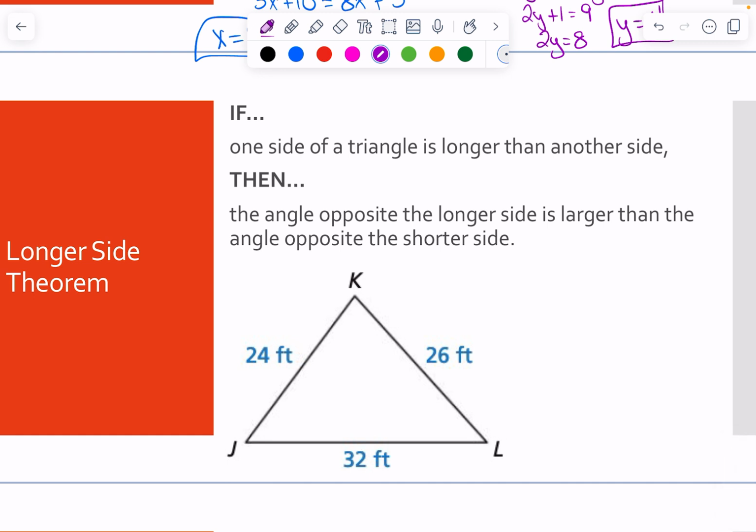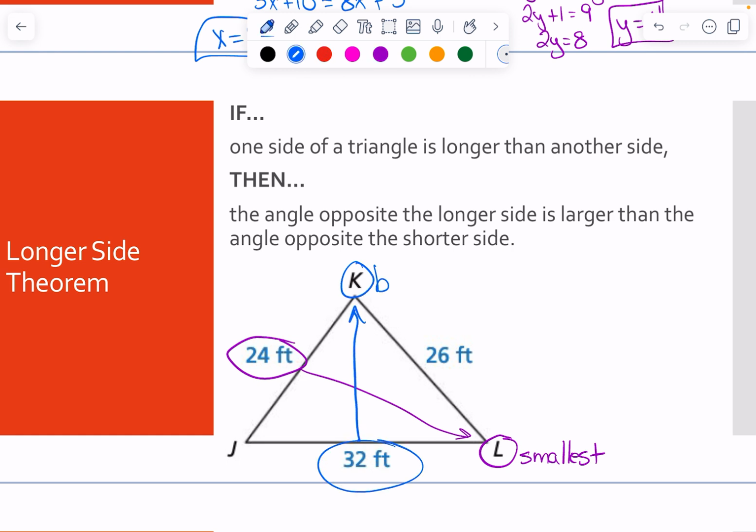Now, let's go over the longer side theorem. It says if one side of a triangle is longer than another side, then the angle opposite the longer side is larger than the angle opposite the shorter side. So what does that help us do then? Well, if I look here, I know that 24 is the smallest. So what that means is angle L has to be the smallest. I also know that 32 is the biggest. So that tells me angle K has to be the biggest.